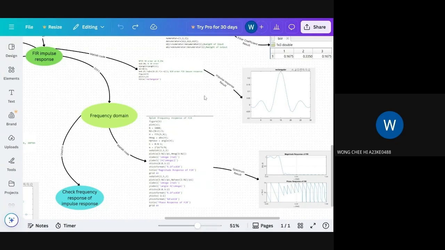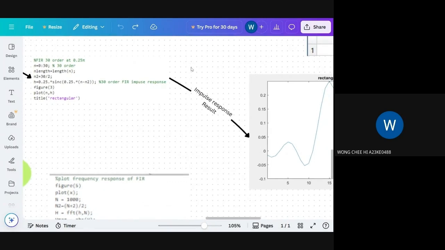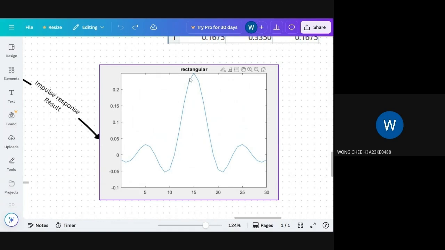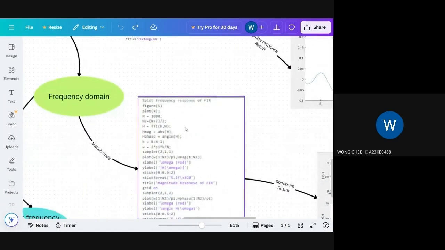I'm Wang Qiqi, and I will be explaining the FIR filter design. For the filter design, we use N equals 30 and 0.25 pi as the cutoff frequency, and we multiply it by a rectangular window function, which is 1. From the output, you can see that 0.25 is the highest point in the graph, as mentioned before, and the graph is symmetrical at 15, which is the center of the N.